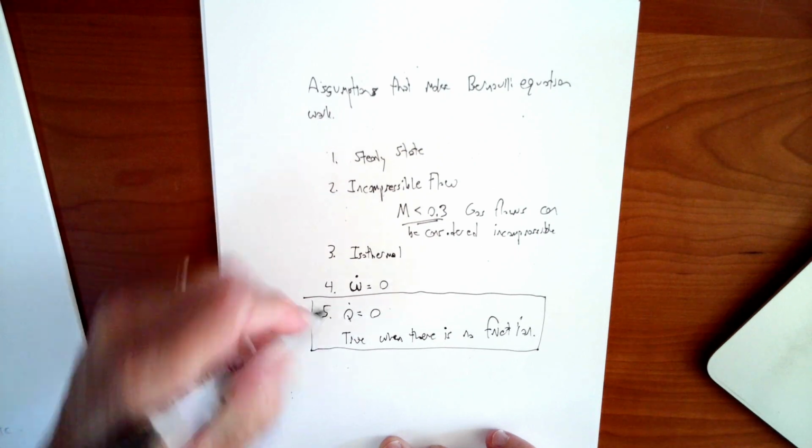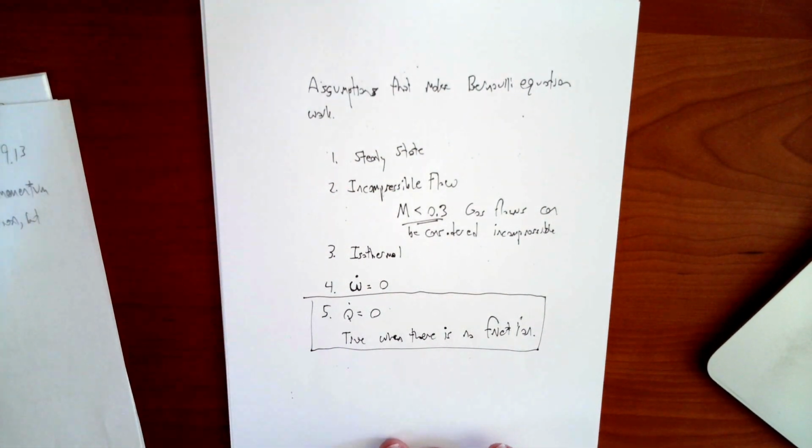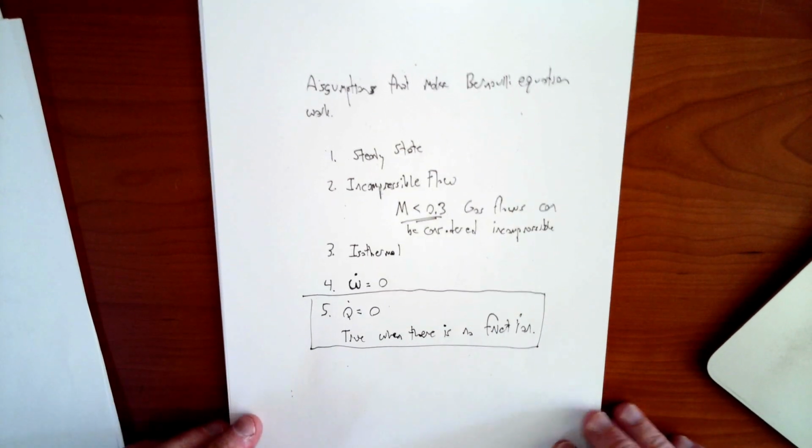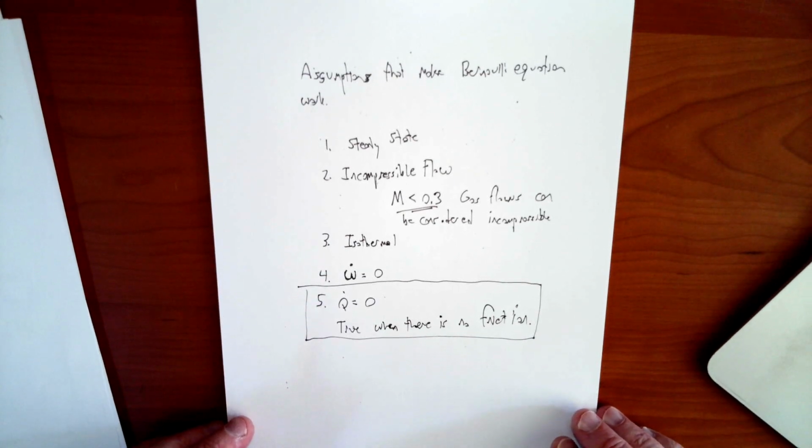So this is going to be the one that's the hardest for us to deal with, because it's not always clear whether there's really significant friction. In some cases, there is friction. And if there's going to be a lot of friction, then you can't use the Bernoulli equation.